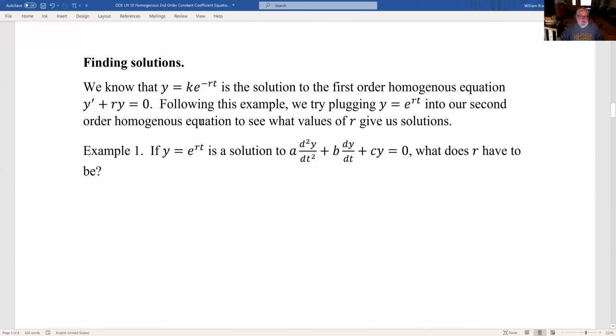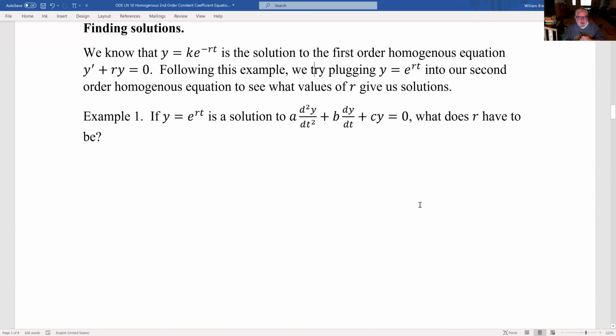So we know when we solve y prime plus ry equals 0, you get an exponential. So what we're going to do is try and plug in y equals e to the rt into our second order homogeneous equation, and see what values of r give us solutions. So if this is a solution to this, what does r have to be? So if it's a solution, what has to be true?